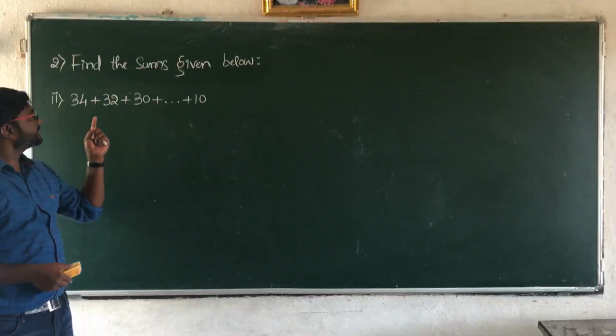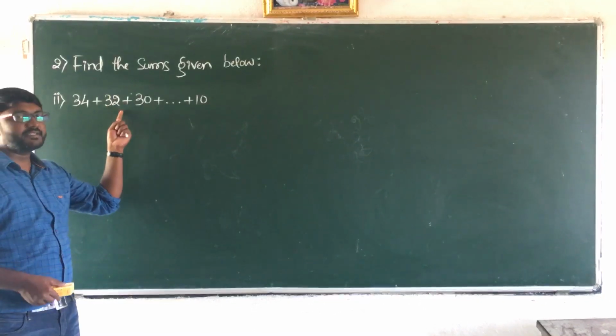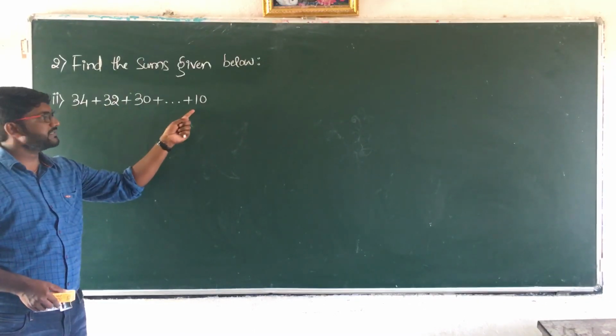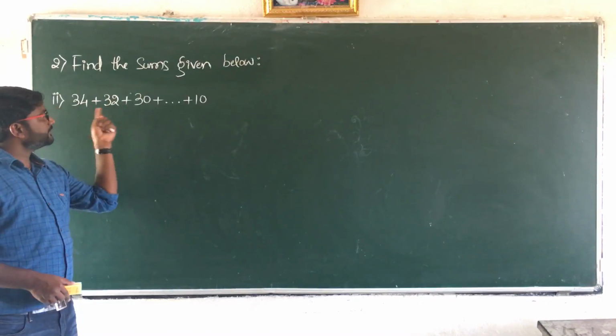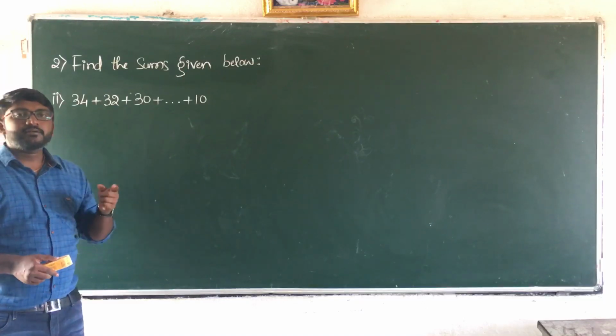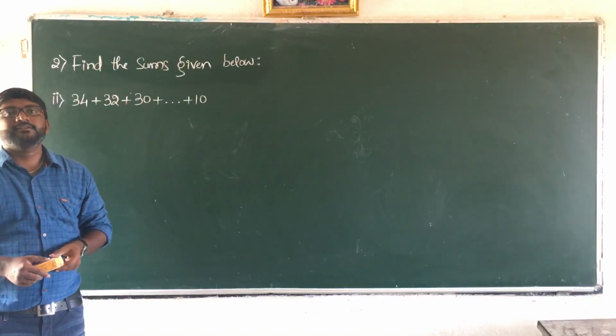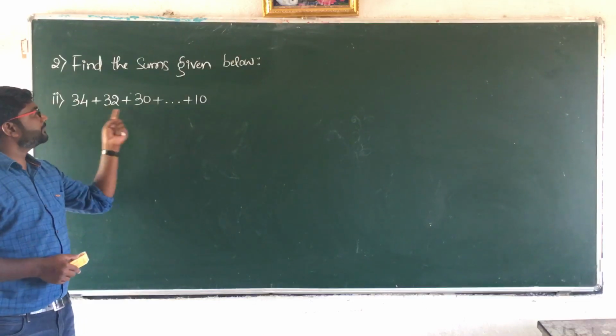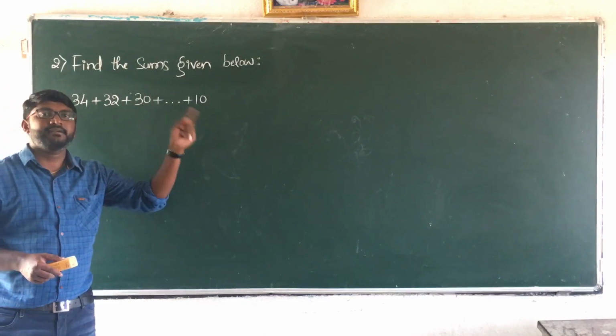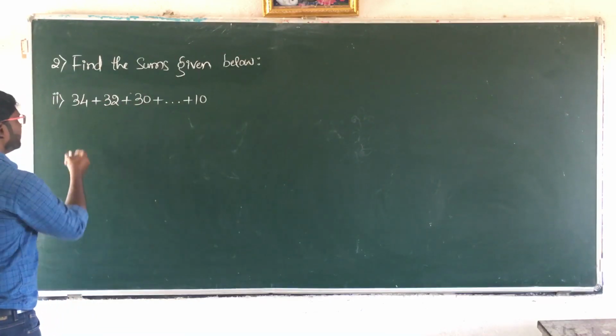Pause the video. The next question is 34 plus 32 plus 30 plus so on plus 10. So now we have to find the sum. So in order to find the sum, again we have to calculate the value of n. That means how many terms are there in this particular AP. So let us write the given information.